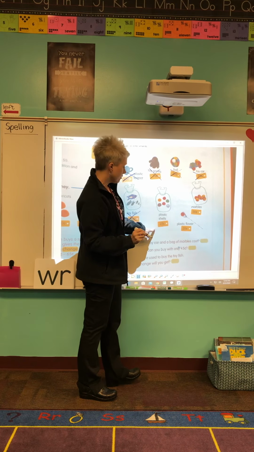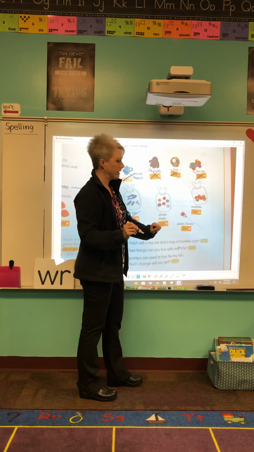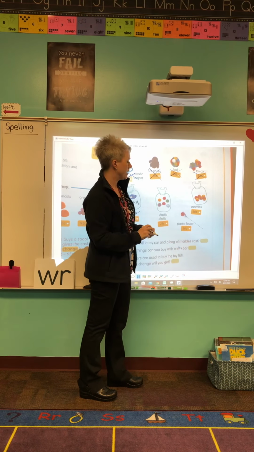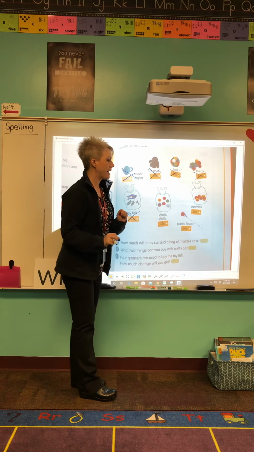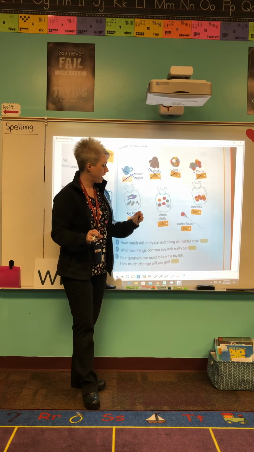The plastic shells are 25. We could get that. The plastic flower is 20. We could get that. And the marbles are 30, we could get that. But we're going to buy 2 things and we only have 45 cents.